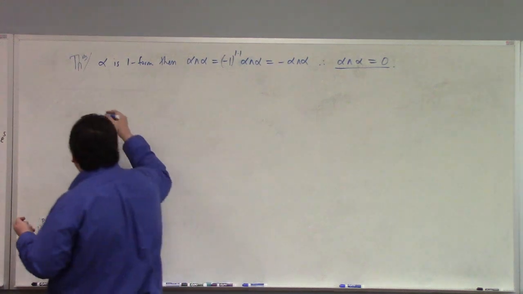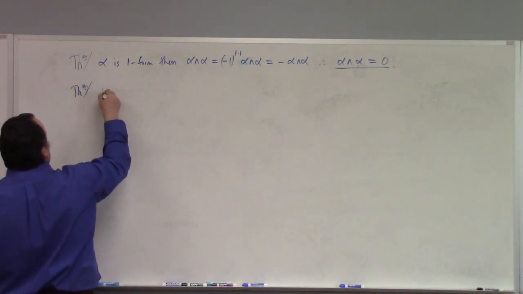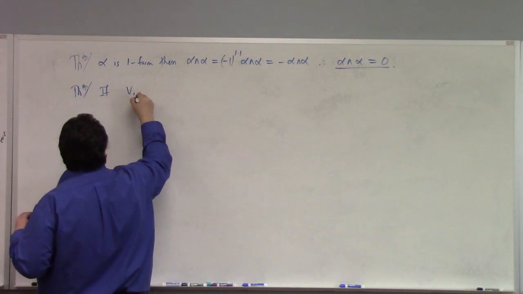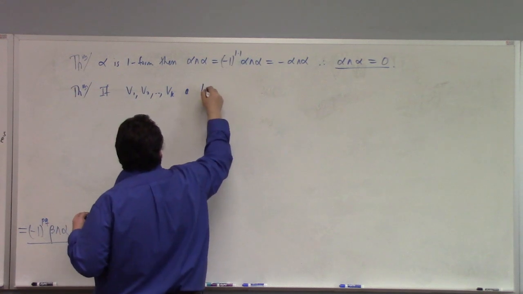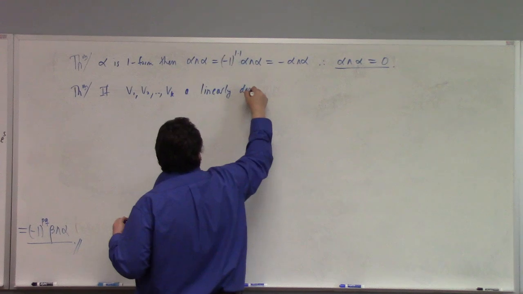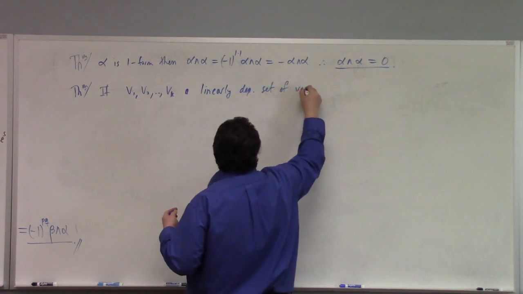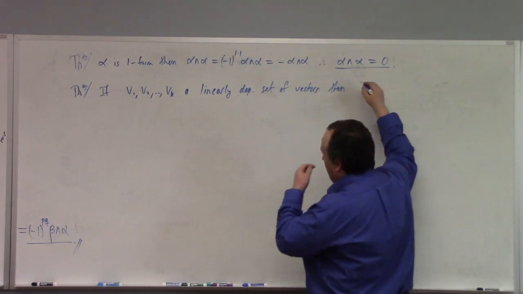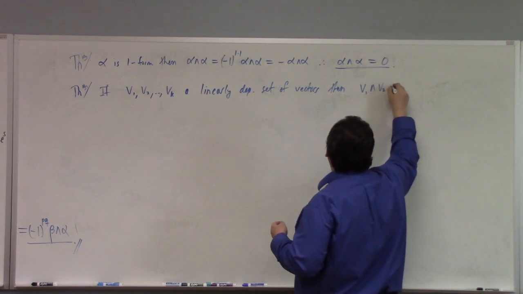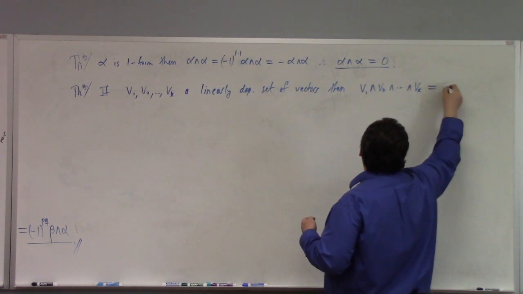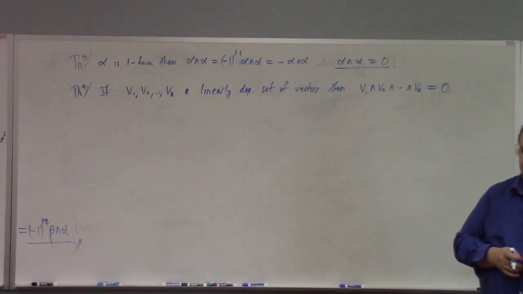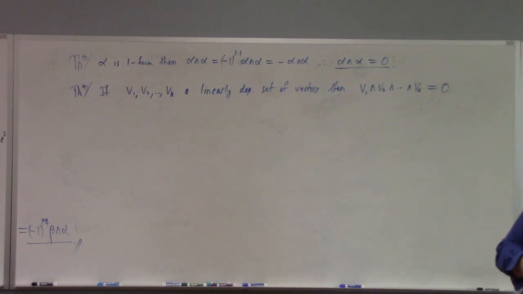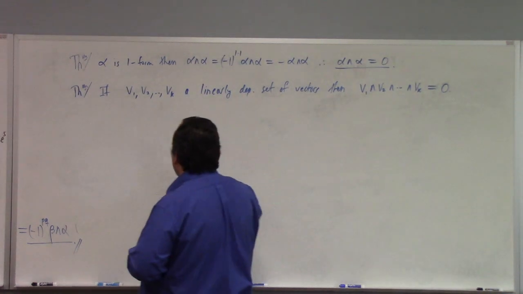Okay, anyway, so another theorem, if we have V1, V2, through Vk, a linearly dependent set of vectors, then V1 wedge V2 wedge through Vk is equal to 0. So you might notice I pulled a fast one on you. I've just extended the notion of wedge product to vectors. I hope that's okay. If you'd like, we could make these forms. Would that be better? We could make them forms.